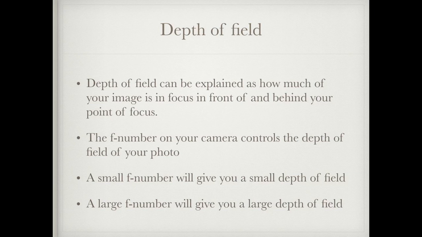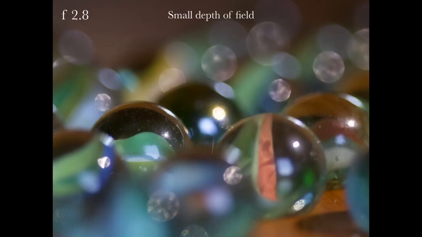The F number on your camera controls the depth of field of your photo. Now this would be if you switch your camera on and you'll see it says f2.8 or f5 or f8. That's what I'm talking about. A small f number like f2.8 will give you a very small depth of field. That would mean only a little bit of your image is in focus, where a large f number will give you a large depth of field, where a lot more of your image will be in focus. Let me give you an example.